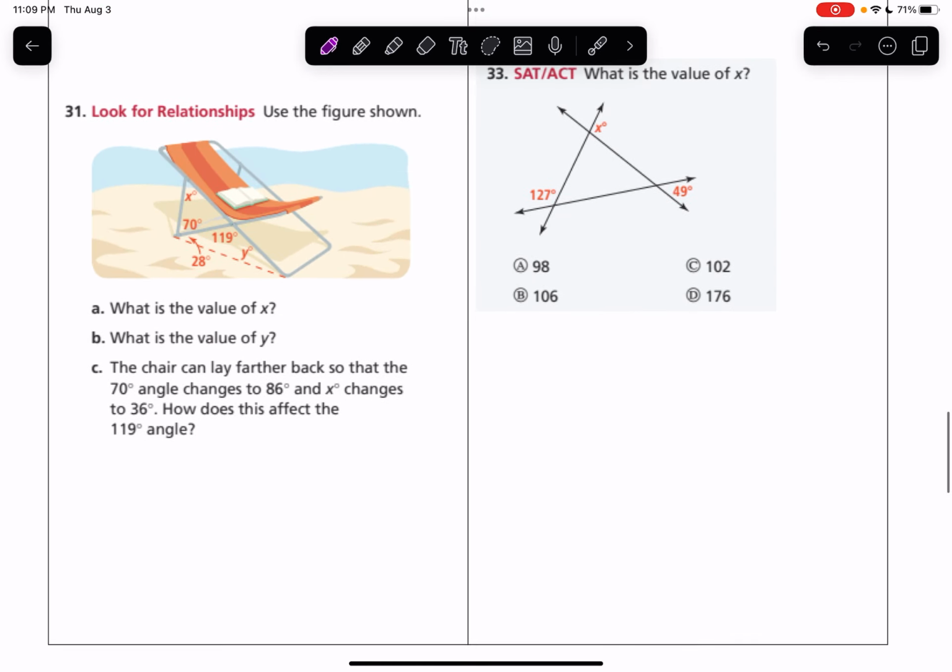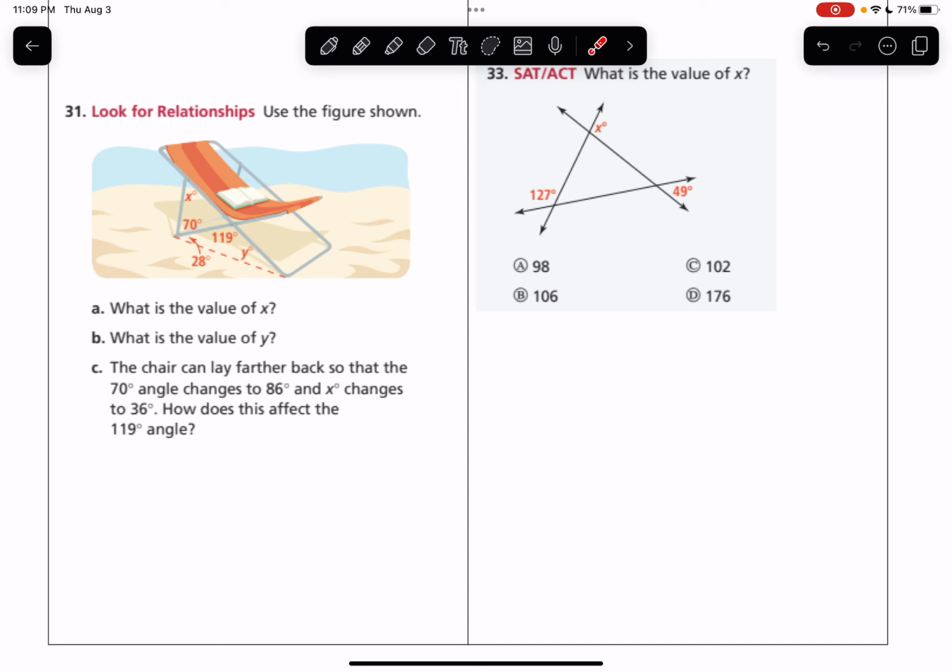Number 31, what is the value of X? Okay, so for the value of X, we know some things about this triangle, but not everything. But what we can find out is what this angle right here is, because that's going to help us out.